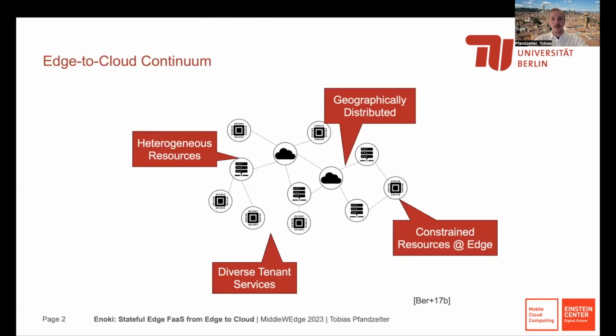When we think about the edge to cloud continuum, we think about distributed, heterogeneous resources that are geographically distributed, running a diverse set of tenant services, all the way from central clouds with infinite resources to the constrained resources at the edge.